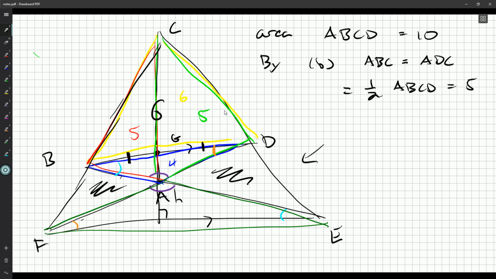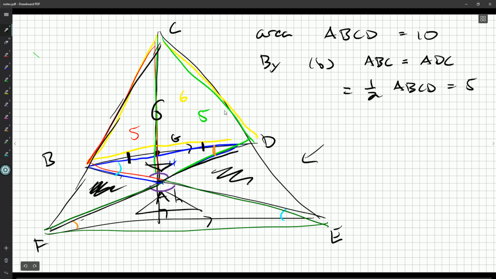Hmm. Or maybe I shouldn't be focusing on those bits first. Maybe I should be focusing on this triangle down here, because it's similar to this one. I can definitely say that for certain. And so we get some nice ratios of sides. For example, AD is to AF as AB is to AE, and that sort of thing. But does that really help?